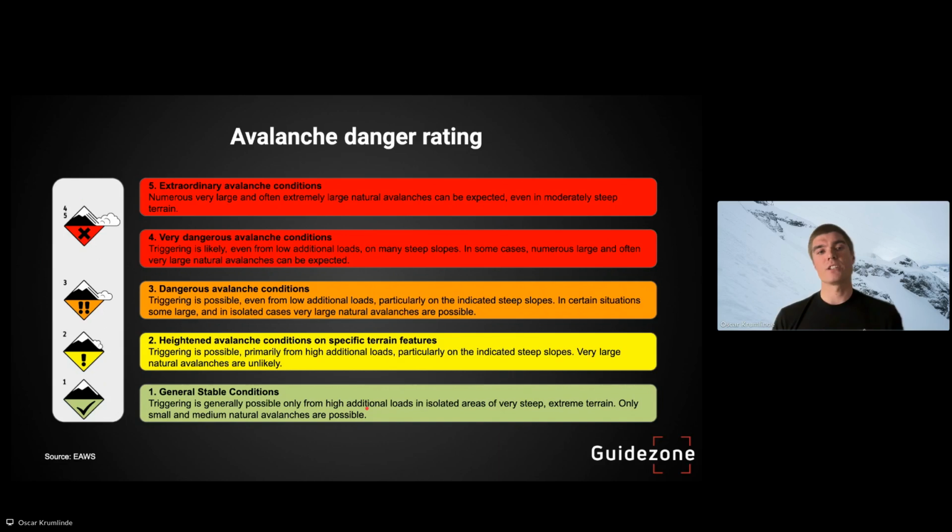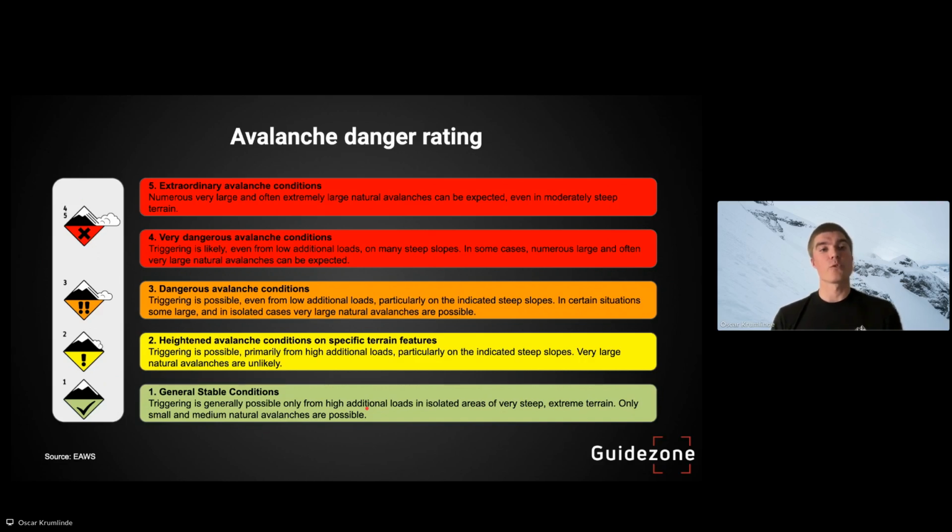Then we move up to level 2, which is already referred to as heightened avalanche conditions on specific terrain features. So here, triggering is possible primarily from high additional loads, particularly on the indicated steep slopes, so steep slopes being about 30, and we're going to talk about what indicated slopes are. Then we have number 3, which is dangerous avalanche conditions. Here, triggering is possible even from low additional loads, particularly on the indicated steep slopes.